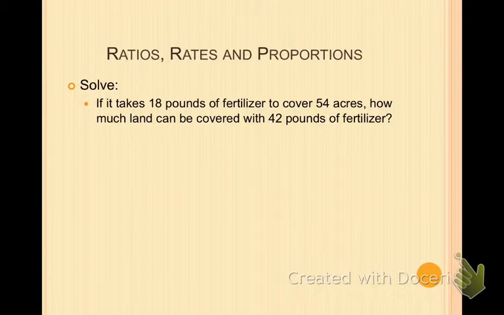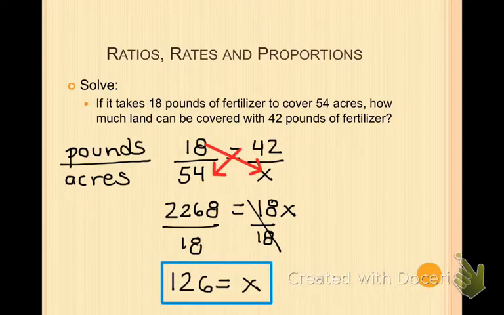Here's the next one. If it takes 18 pounds of fertilizer to cover 54 acres, how much land can be covered with 42 pounds of fertilizer? I want you to pause this one, try it on your own, see what you come up with, and then match it with mine and see if you came up with the right answer. How's 126 acres sound? If you got that, nice job. If you didn't, try to go back and see where you made your mistake.